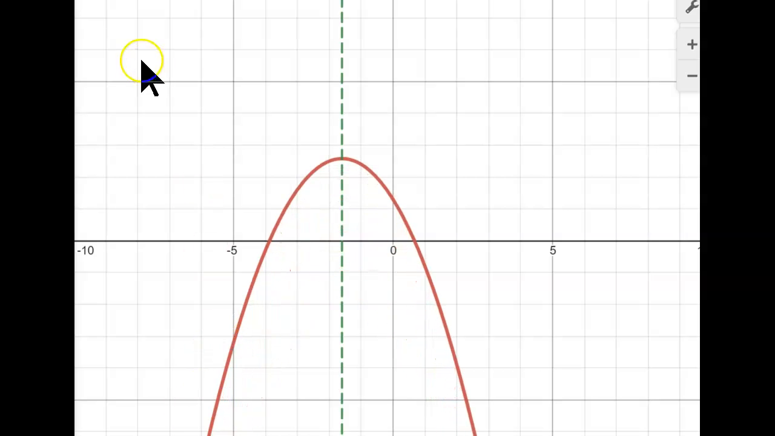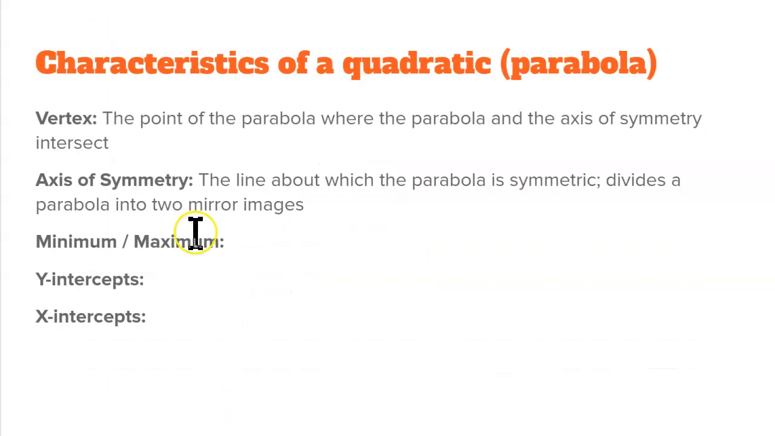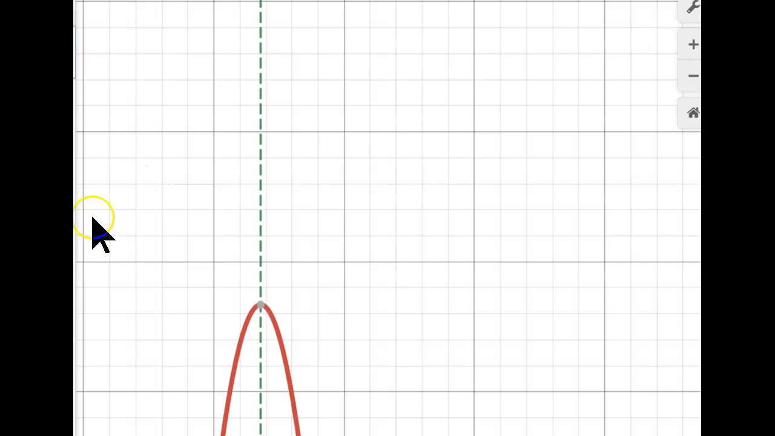But what the heck is an axis of symmetry? The axis of symmetry is the line about which the parabola is symmetric. It divides the parabola into two mirror images. One thing I want you to pay close attention to: if I find the vertex where my x-coordinate is 3.583, and I find my axis of symmetry, no matter where on that line I look, look at the x-coordinate.